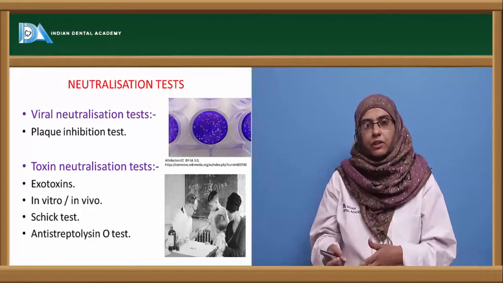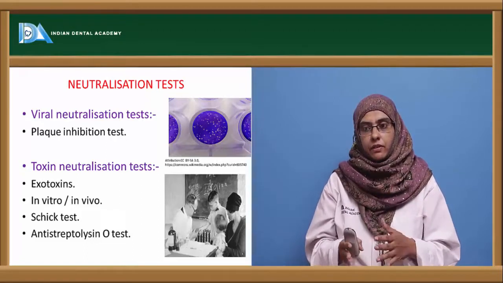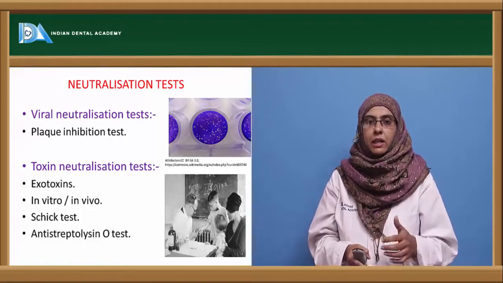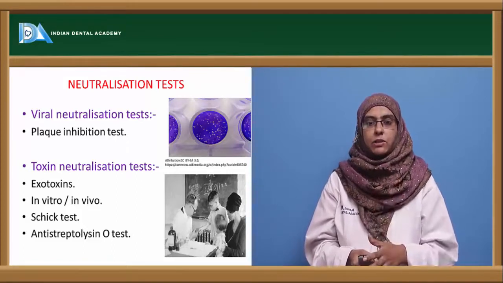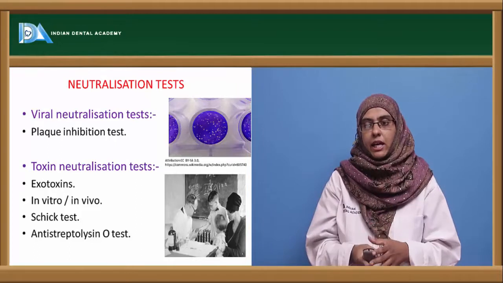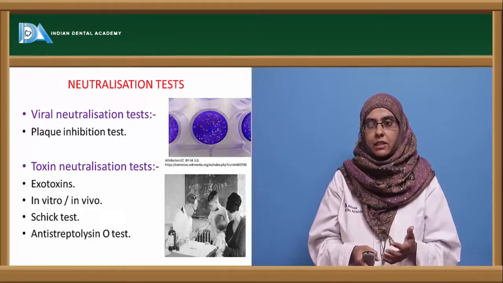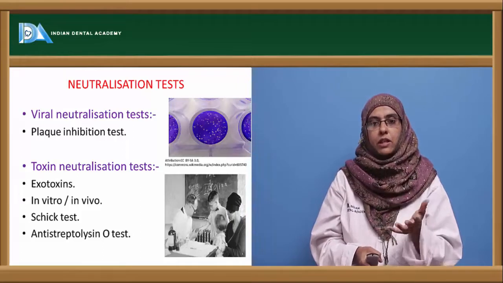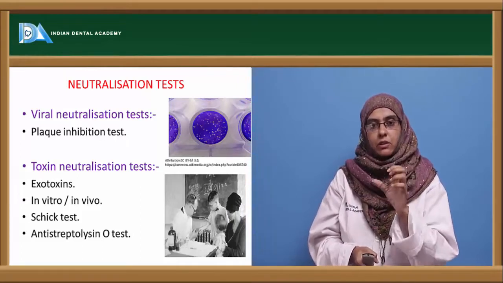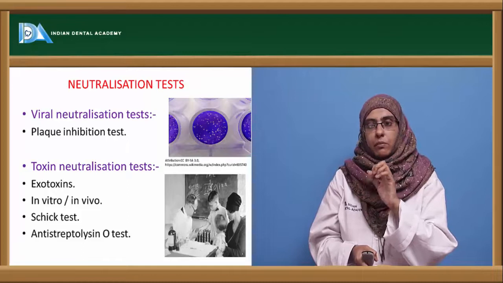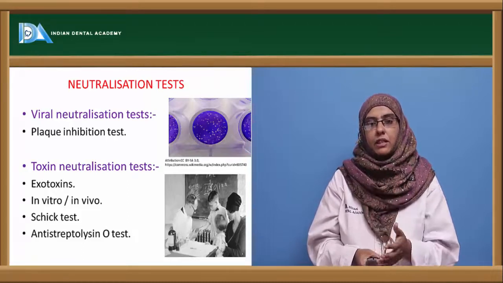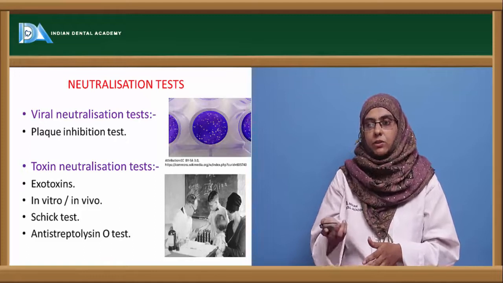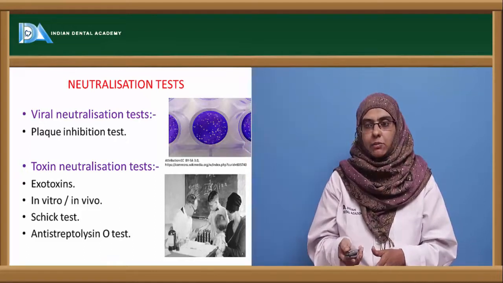And in vitro, we will go with the anti-streptolysin O test, where hemolytic inhibition usually takes place. So antiserum is added to the streptolysin or the streptococcal organism, where these organisms are said to lyse the RBC. So by adding the antiserum, we are preventing the hemolysis that is taking place. So this is an in vitro test, the anti-streptolysin O test.